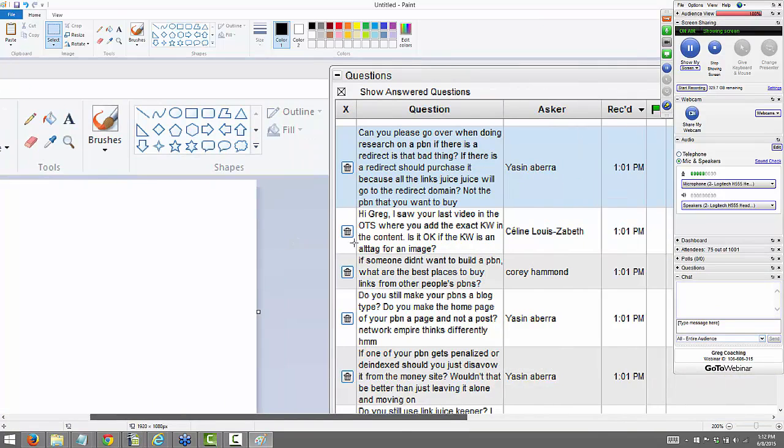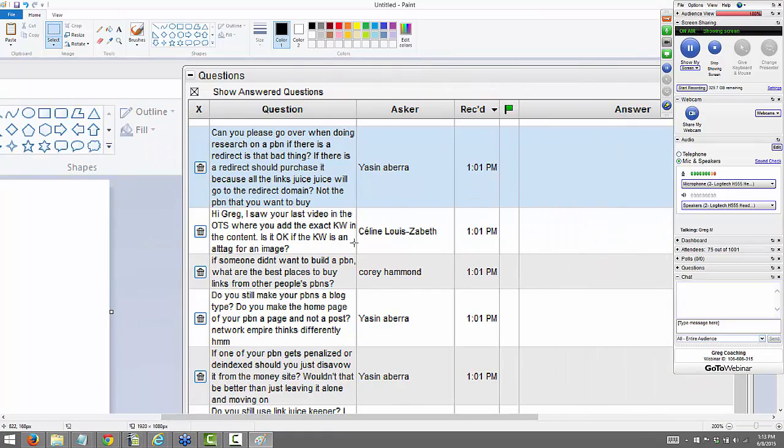Alright, from Yasin, can you please go over when doing research on a PBN, if there is a redirect, is that a bad thing? If there is a redirect, should we purchase it, because all the link juice will go to the redirect domain, not the PBN that you want to buy? Yeah, that's pretty easy. Whenever there's a redirect involved, just make sure the links are going to the site that you're looking at. You know what I mean?